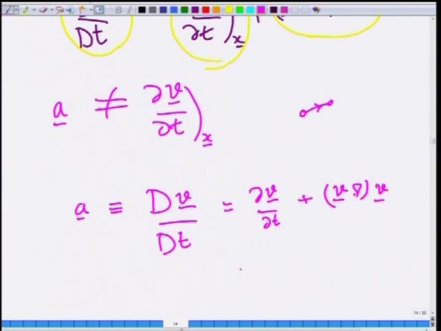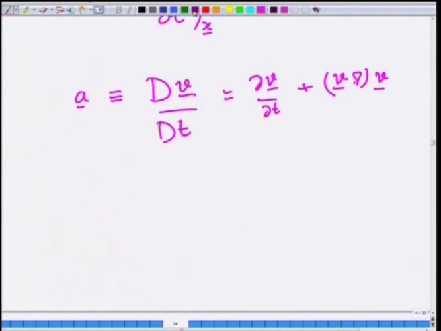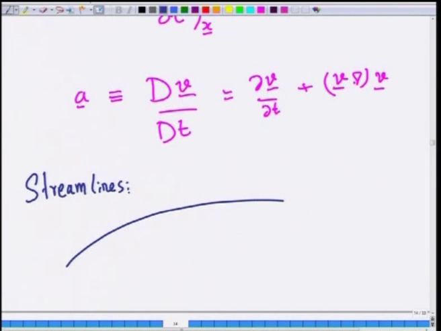Now, we then discussed the notion of streamlines. A streamline is a line in which the velocity vector is parallel at each and every point along the line. So by definition, there is no flow normal to the direction of the streamline, because the velocity is parallel to it at each and every point along the streamline.